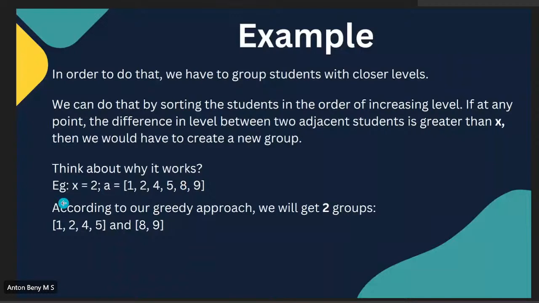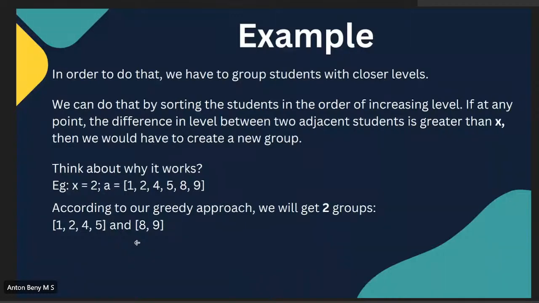So now, according to this approach, we look at each successive element and we split at points where the difference is greater than x. Look at this. The differences are 1, 2, and 1 again. But between 5 and 8, the difference is 3. So there's no option, we'll have to start making a new group. According to a greedy approach, we'll get these two groups. Even in the quiz that we saw right now, you can do the same thing, and you can find out that there'll be two groups.